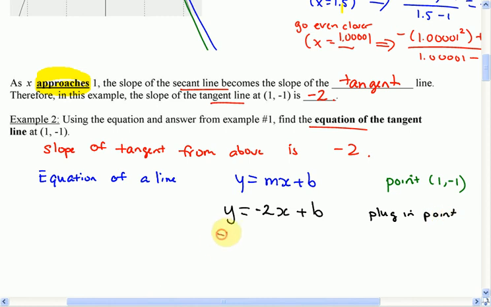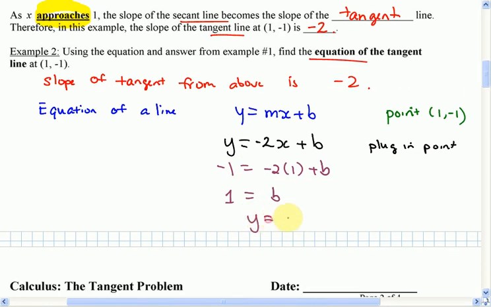So let's plug in -1, -2 times 1 plus b. Okay. 2 minus 1 is 1. 1 equals to b. Whoa, look at that, dear friends. Y equals to -2x plus 1. Okay.